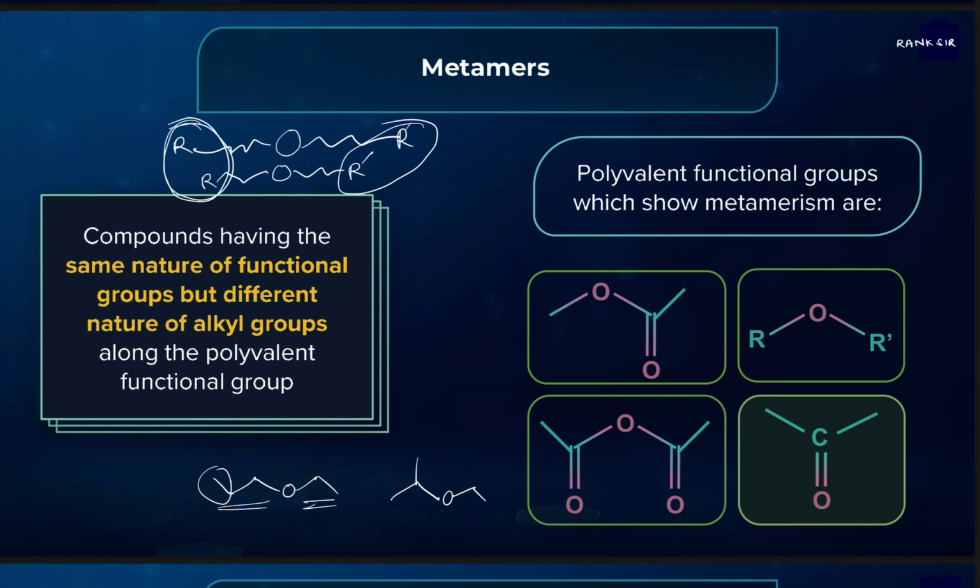Now if you write like this, observe here propyl, here ethyl, and here ethyl, here isopropyl. Like this also don't consider. Anyway, these are considered the same side. Therefore, these two do not show metamers. Compulsorily both sides different alkyl groups are required. They are called metamers.